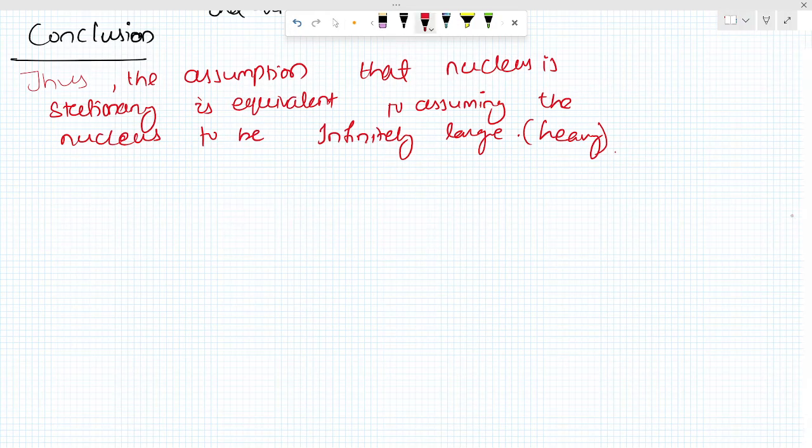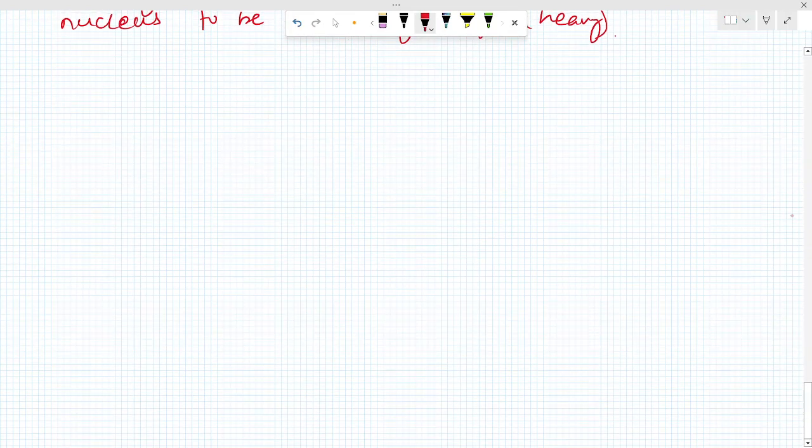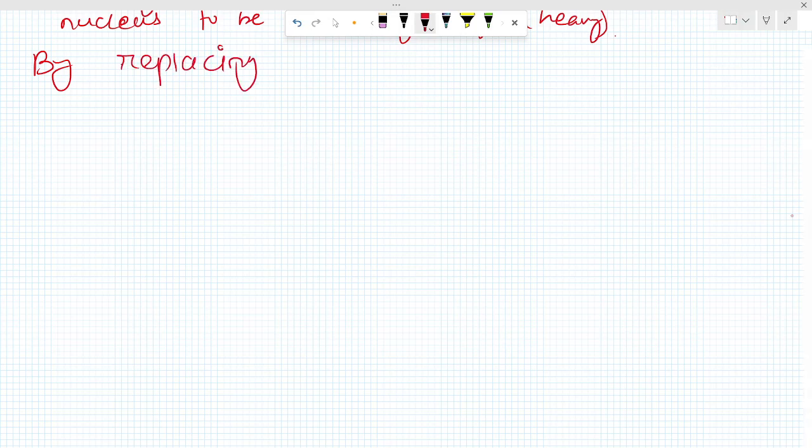So what results will we get by replacing small m by mu? There will be a change in your radius, energy, velocity. Let me derive those terms for you by replacing small m with your mu. Okay, let us do this.